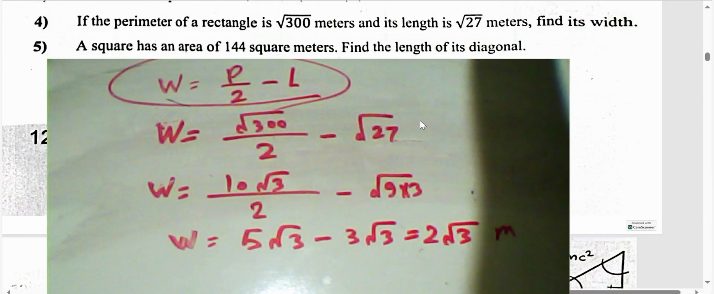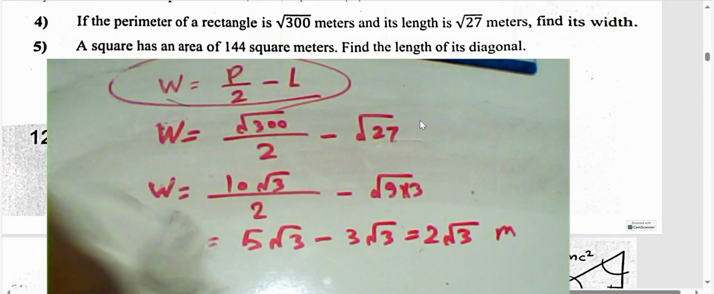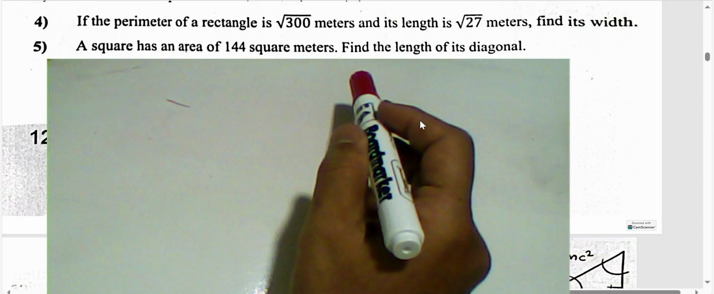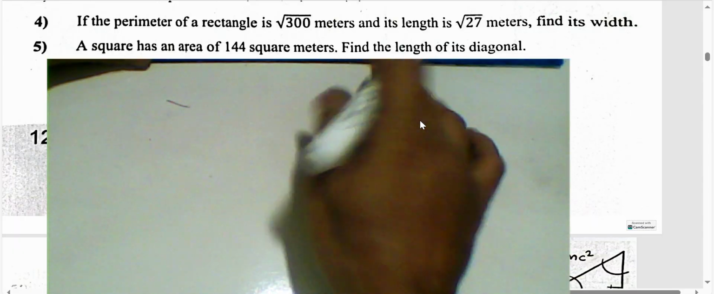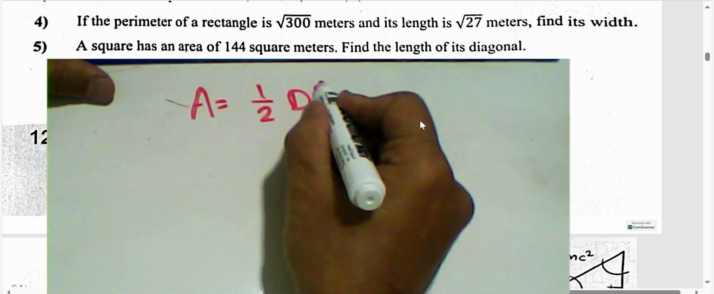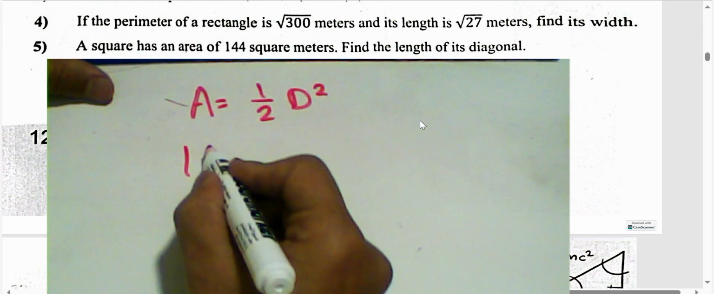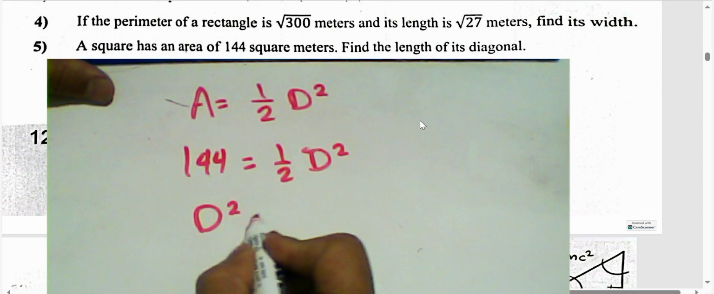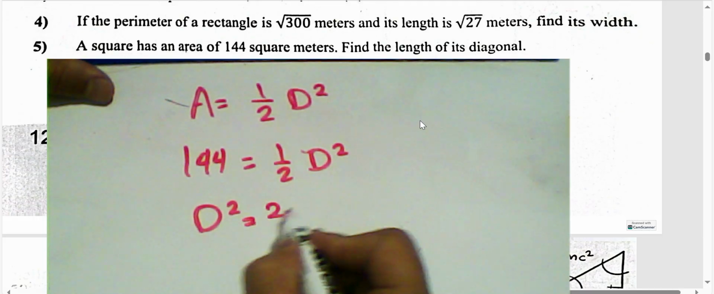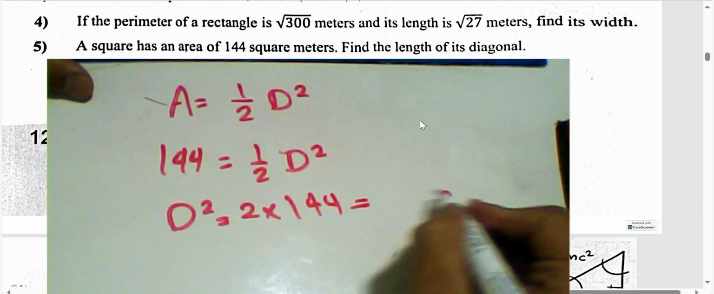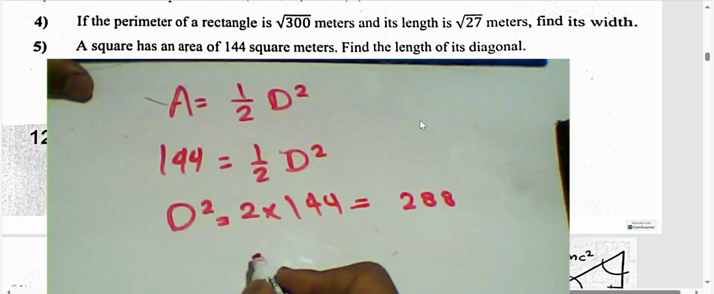Next question. He gave us here a square with an area of 144 square meters. Find the length of the diagonal. We know the area of a square equals half the diagonal to the power 2. The area will be 144 equals half the diagonal power 2. Then the diagonal power 2 equals 2 multiplied by 144. Then 2 times 4 equals 8 and 2 times 4 equals 8. 2 times 1 equals 2.